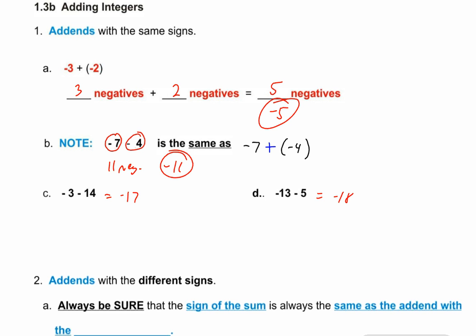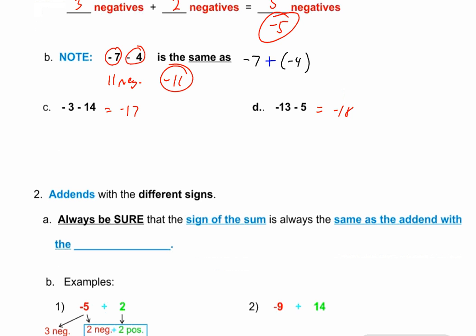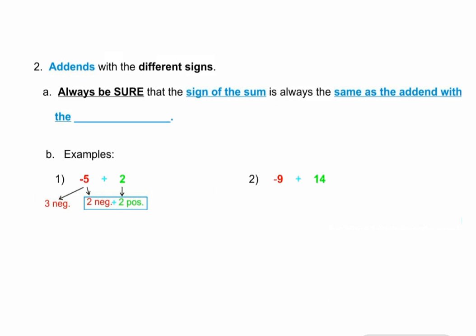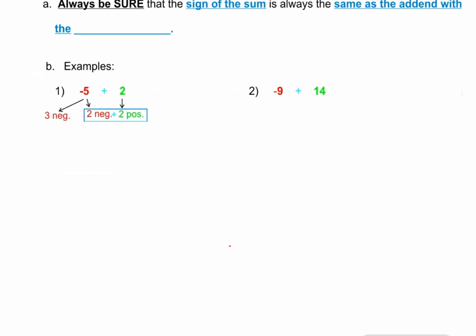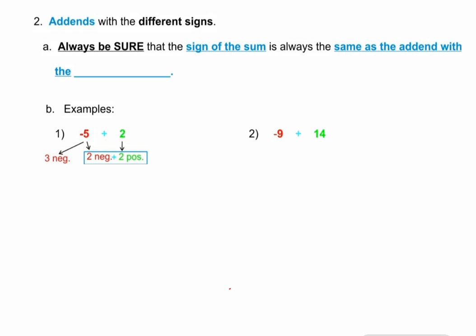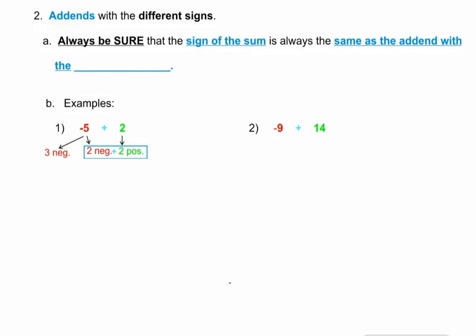Okay. So what happens when we start adding numbers with different signs? Don't let the word addend drive you crazy. It just means adding 2 things. So what happens when you add 2 numbers with different signs? In other words, what happens when you add 1 positive number and 1 negative?